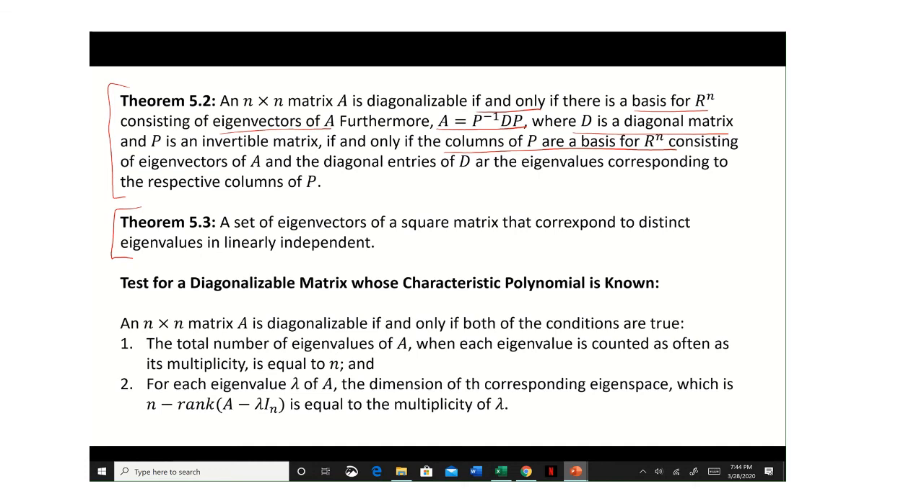Theorem 5.3 says that if we have eigenvectors of a square matrix that correspond to distinct eigenvalues, then they are linearly independent. So in other words, that matrix P that we built this way, the columns are linearly independent. Again, pulling in some ideas from earlier classes, if our matrix is invertible, its columns are linearly independent. And out of this, we get a test for a diagonalizable matrix whose characteristic polynomial is known.